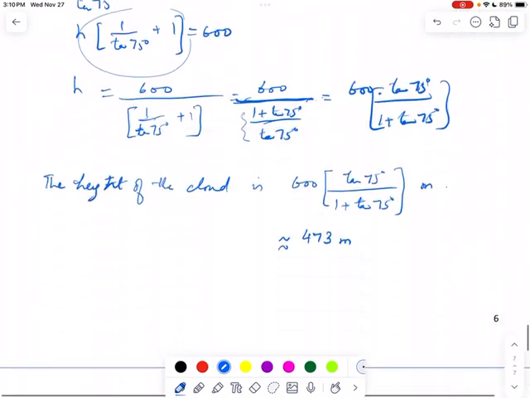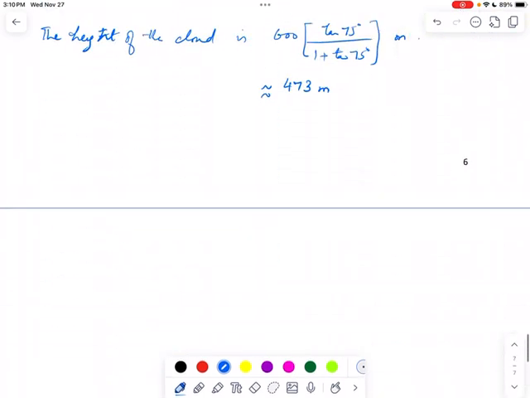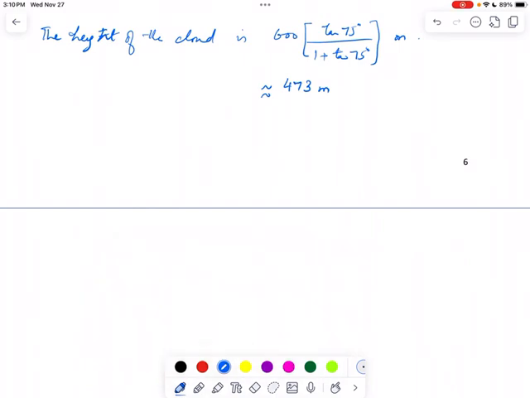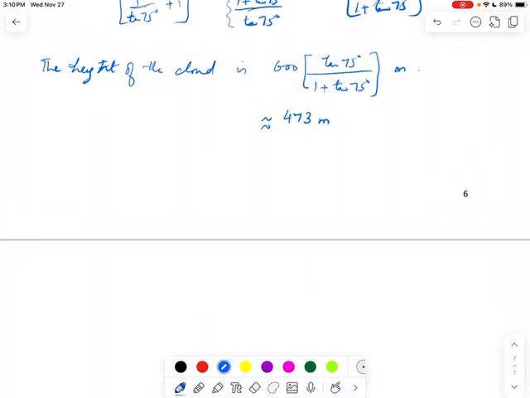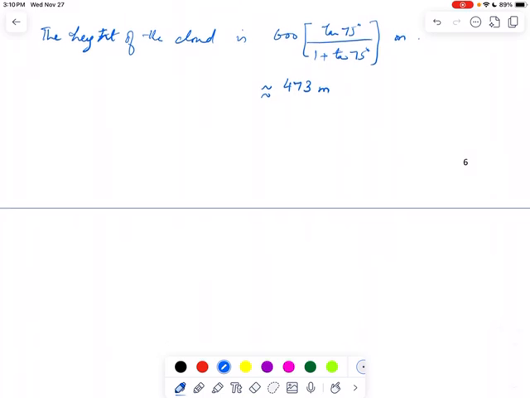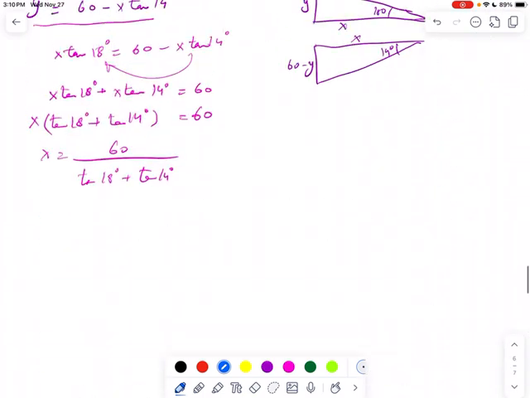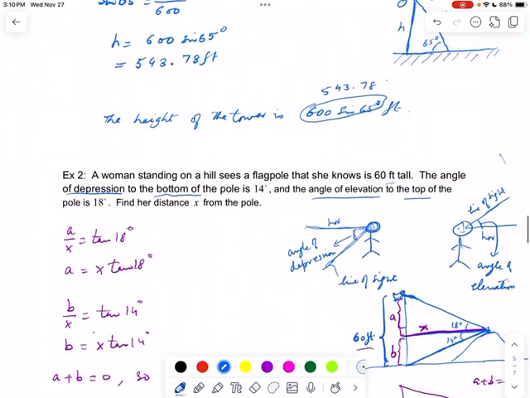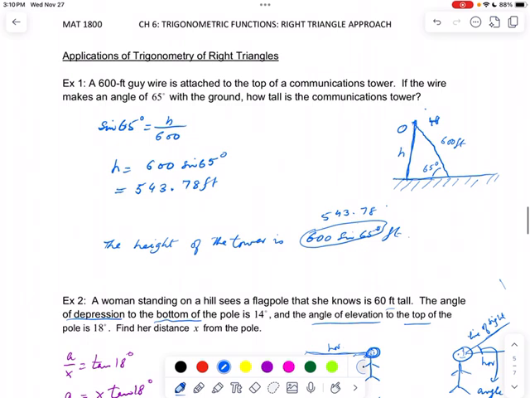Okay, so this is how we do these problems. Make the diagram, and then think about which trig ratio will help us solve the problem. It could be any of the trig ratios. In two of these examples we used the tangent, and in the first one we used sine. So this is how we do these application problems with right triangles.